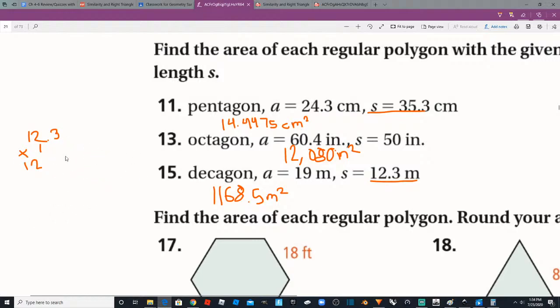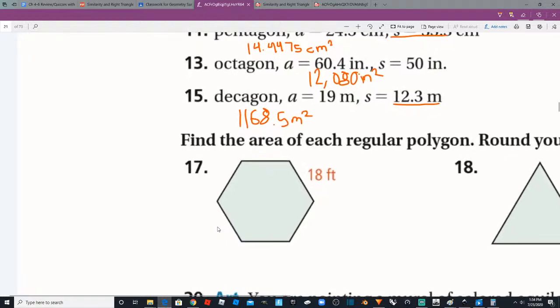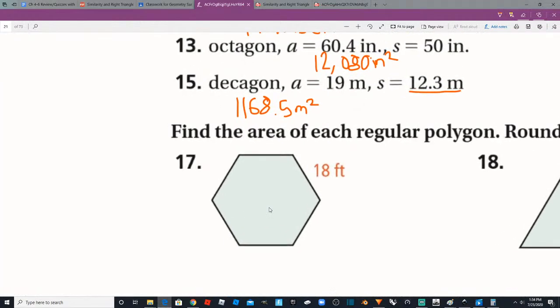Okay, now into the hard part. This is all very easy, and I don't even know if I'm going to have enough space for this. This is why I'm going to start clearing stuff. Number 17.